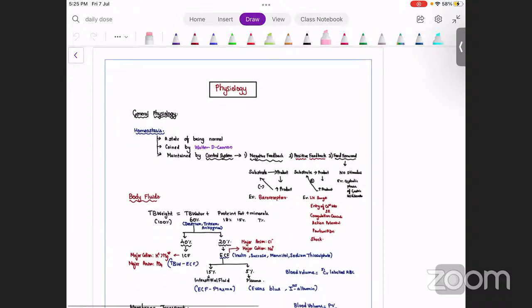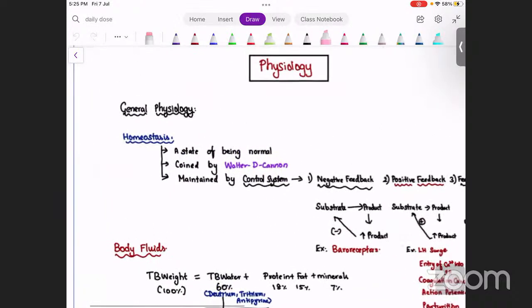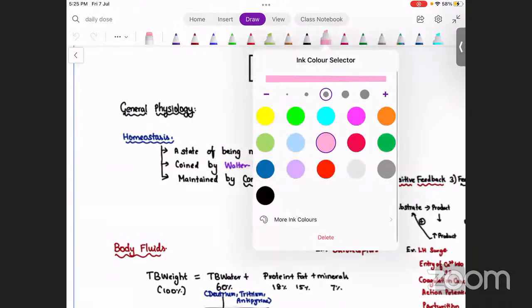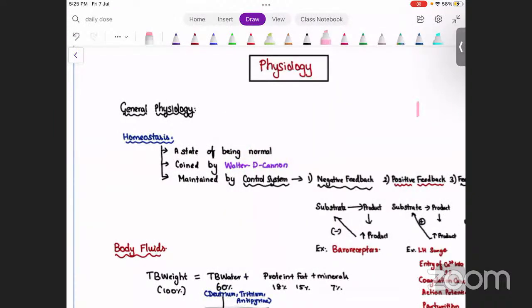Okay. Speaking about the physiology, the first area of interest is your general physiology. In general physiology, we are going to talk about homeostasis. What do we mean by homeostasis? Homeostasis means a state of being normal. That is, all the parameters are within the range and the body is performing normally. The body performing normally is so called homeostasis.